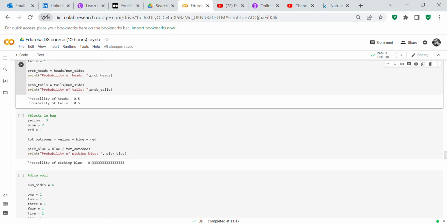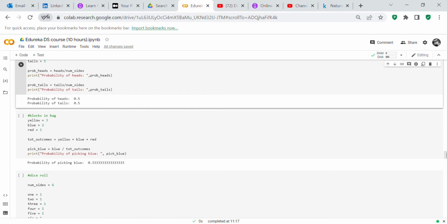The next one, we have blocks in a bag. So you have 3 yellow blocks in the bag, 2 blue blocks in the bag, and 1 red block in the bag. So you say, well, your total outcomes is yellow plus blue plus red, so it's going to be 6. So you pick_blue equals blue over total outcomes, so that's going to be 2 over 6, or 1/3.